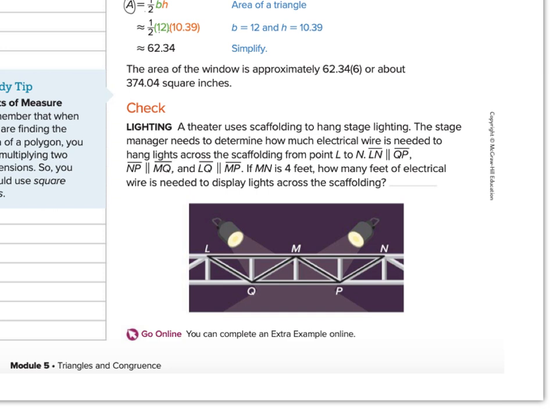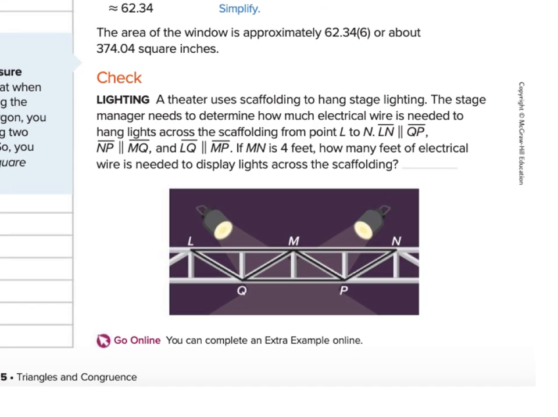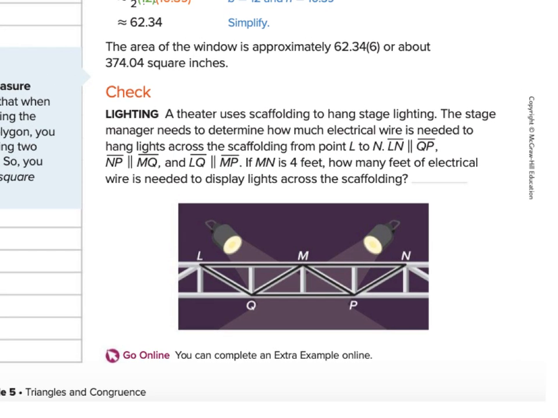A theater uses scaffolding to hang stage lighting, and the stage manager needs to determine how much electrical wire is needed to hang lights across the scaffolding from point L. So we want to go from L to N. Okay, now let's start thinking about what they've given us. LN is parallel to PQ. All right, so this line is parallel to this line.